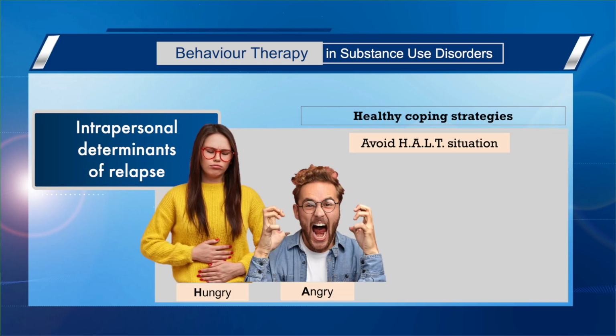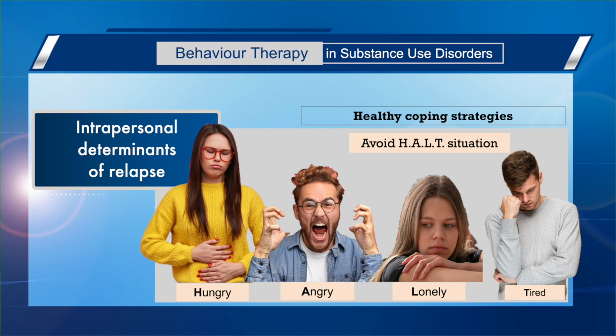Avoid HALT situations. So, let us see what HALT is. H is for remaining hungry for prolonged periods of time, A for feeling angry in certain or uncertain situations, L for remaining lonely and cut off from society, and T for tiring situations like pushing oneself to the point of psychological or physical fatigue.